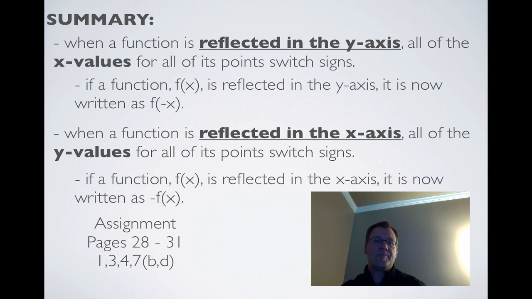All right, in summary, we know that when a function is reflected in the y-axis, all the x values for all of its points switch signs. We've learned the notation for that. We have that as f of negative x. And we know that when a function is reflected in the x-axis, all the y values for all of its points switch signs, and that is now written as negative f of x. So that is reflections of functions.